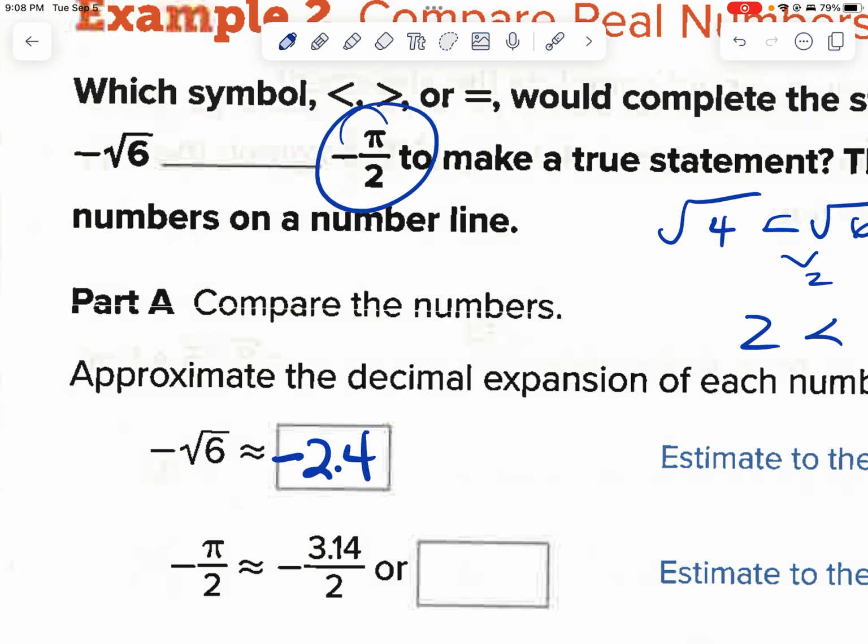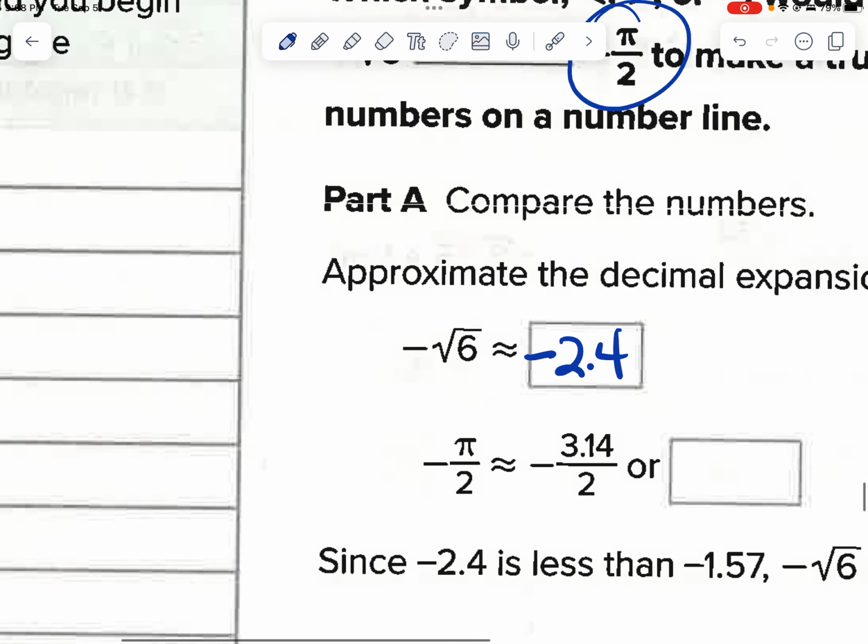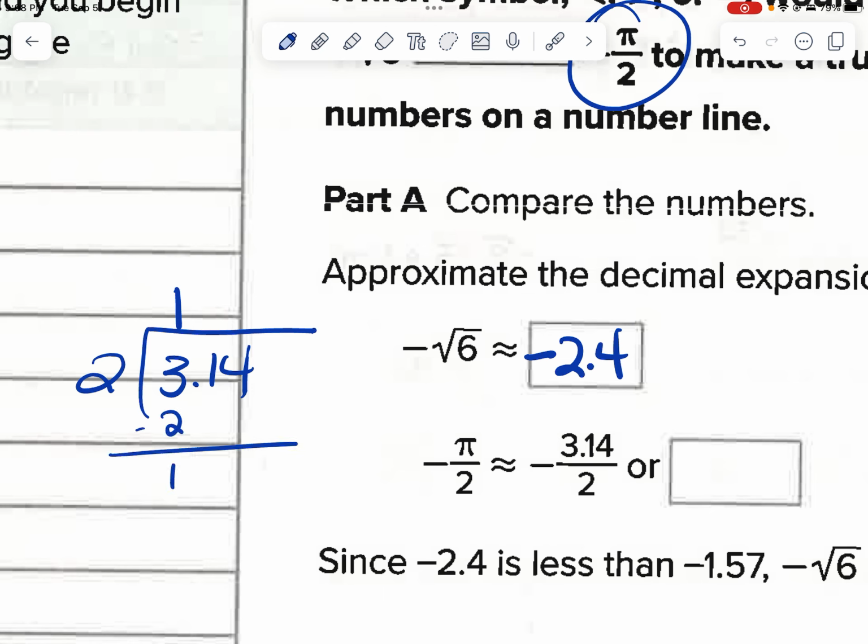And then this right here is 3.14 divided by 2. So that goes in 1 time. Bring down the 1. 2 goes into that 5 times. 2 goes into that 7 times. So this is approximately 1.57.